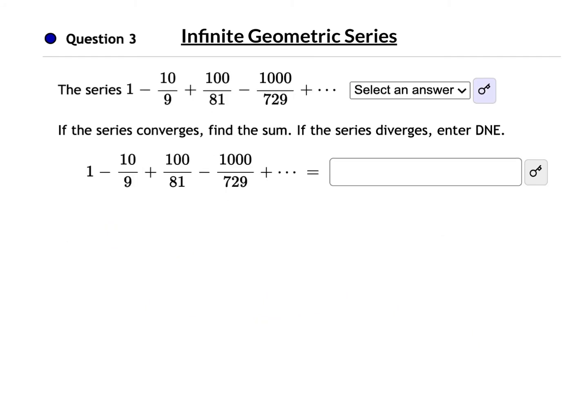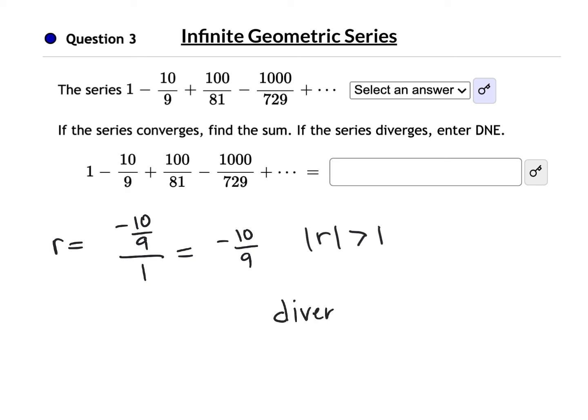Question 3, another geometric series. To find the common ratio, we'll take the current, -10/9, and divide by the previous one. That's -10/9. The absolute value of r is greater than 1. 10/9 is greater than 1. This thing then diverges. There is no sum, it is infinite.